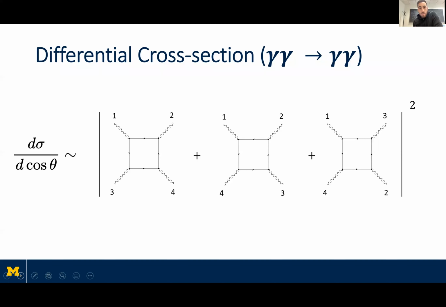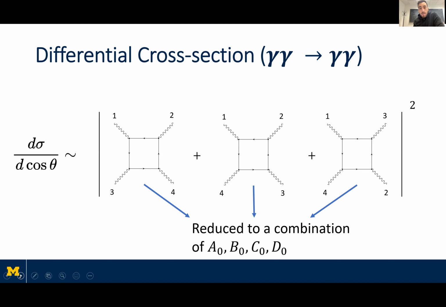A quantity that I'll be showing later is the differential cross-section, which is just a measure of how many photons should I expect at each angle. Should I expect more photons at this angle or fewer photons at that angle? So it's sort of the probability of scattering at a certain angle. The way you compute it is by adding all the diagrams and you square them and you get your differential cross-section. Using Passarino and Veltman's trick, we can reduce these diagrams into a combination of A0, B0, C0, and D0. These were just the tadpole, bubble, triangle, and box diagrams.